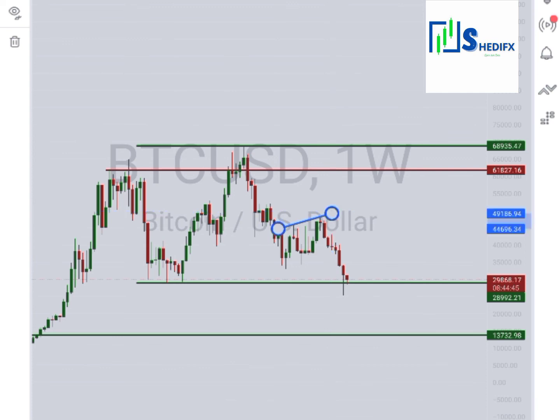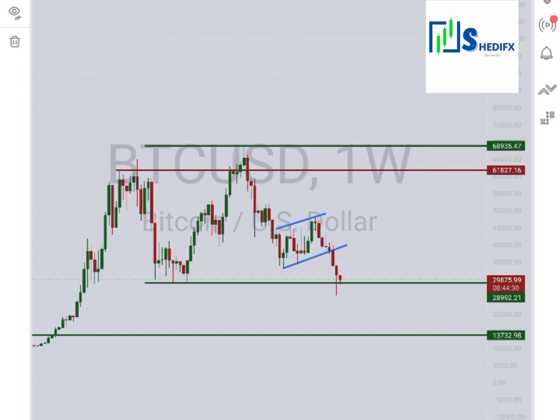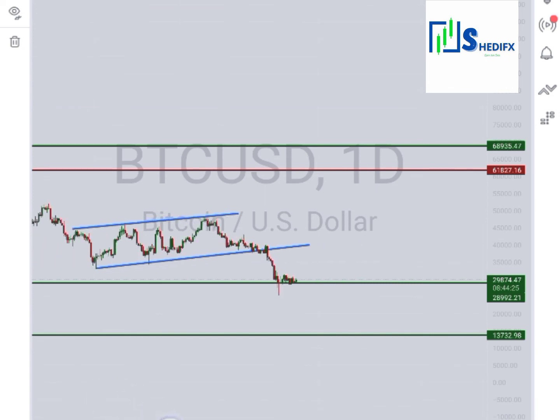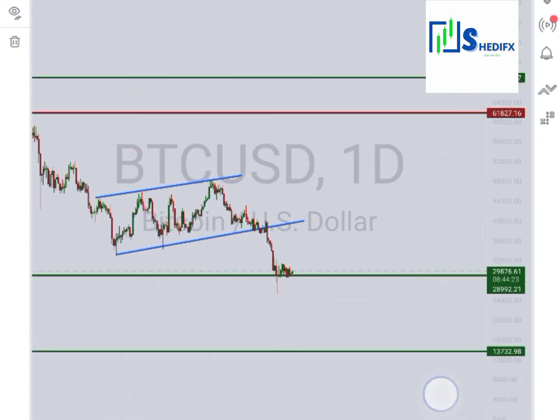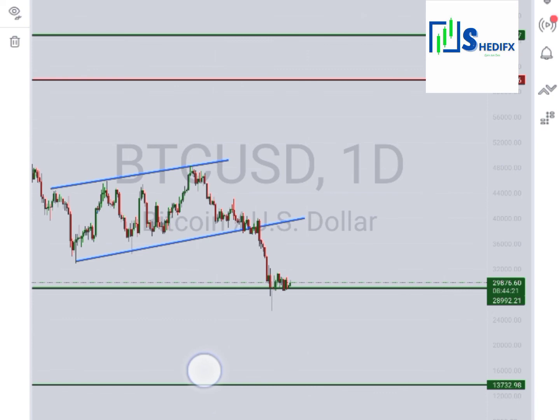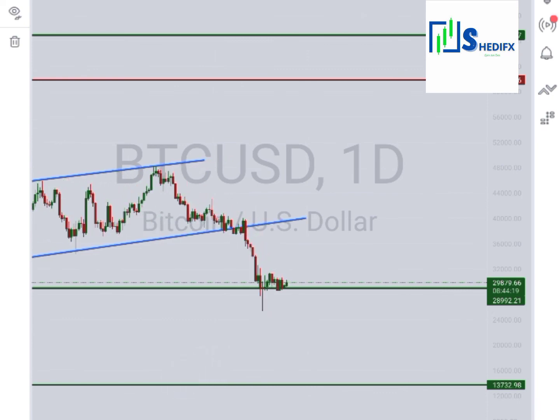But then since the dollar index is falling, maybe the dollar index has to fall, then I guess BTC has to rise. I'm doing this analysis based on technical factors alone, no fundamentals attached to it. So do your own research before taking any trades, please. So right here we have our triangle pattern.